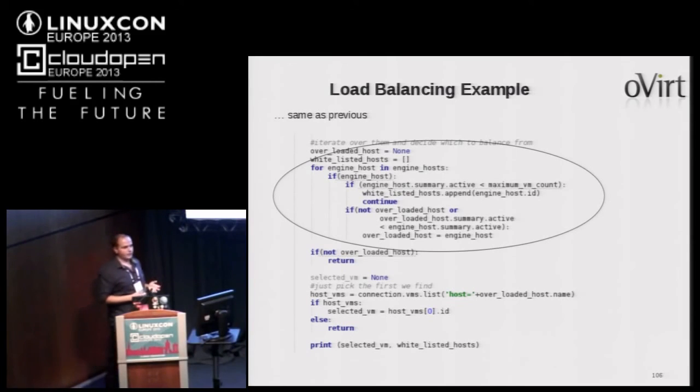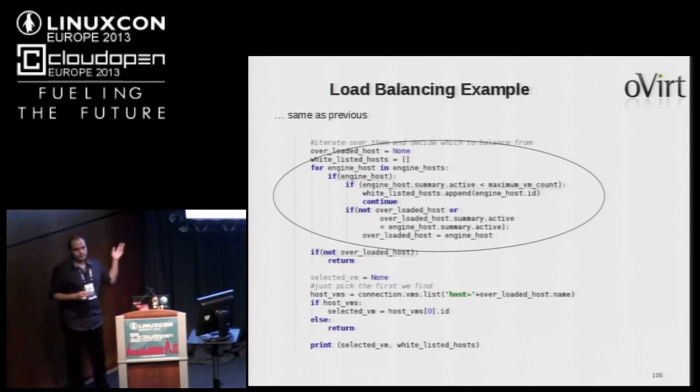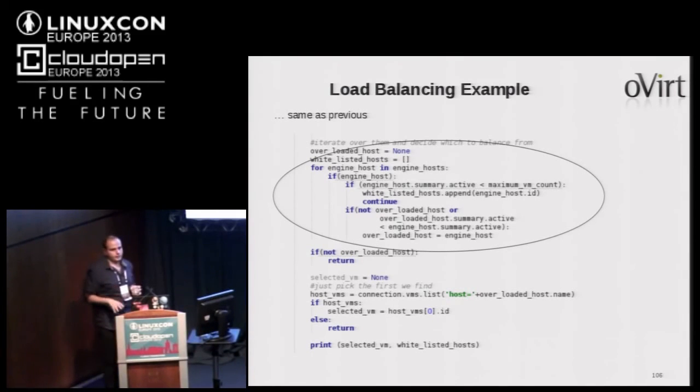So if I have, for example, one host that's running 102 VMs and three hosts that are running 90 VMs, then I will put the hosts running 90 VMs in my whitelist, and I will choose one VM running on the overloaded host and say, please migrate this VM to one of these hosts. Okay, is it clear?